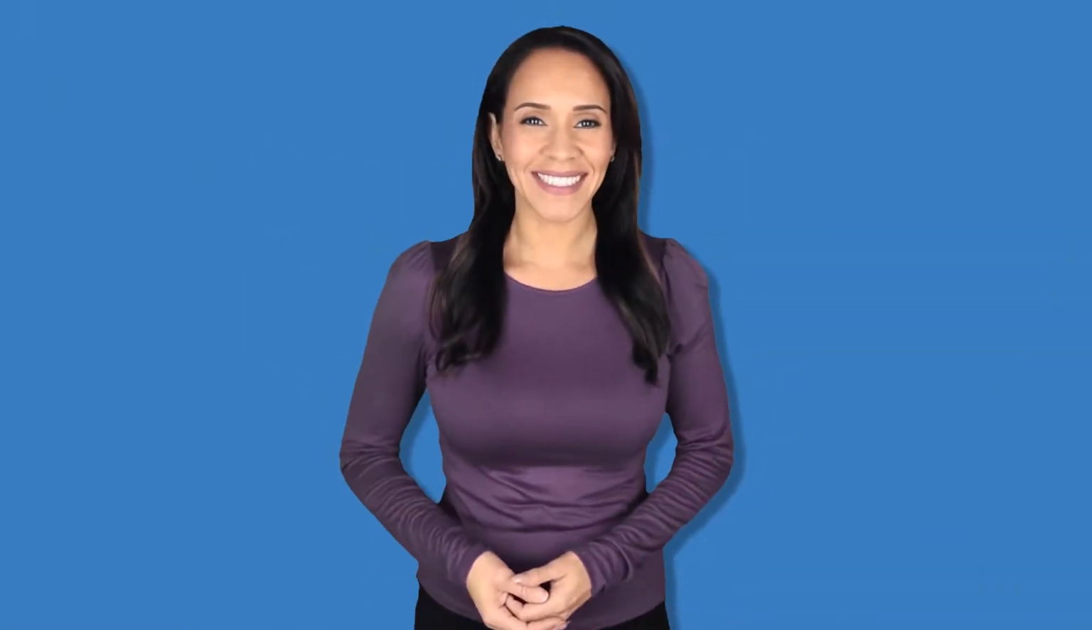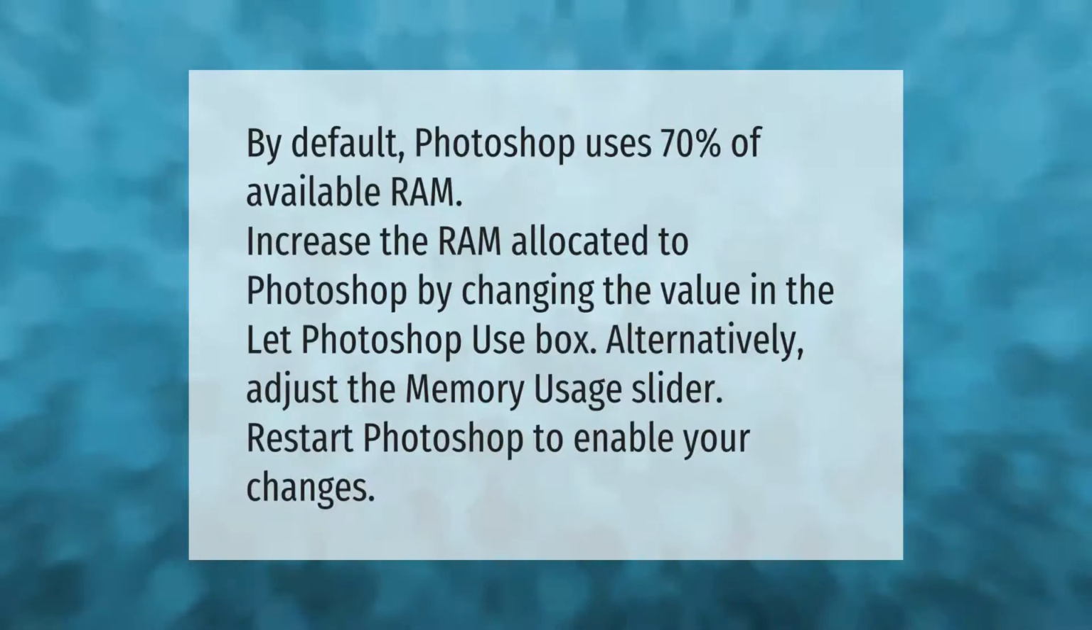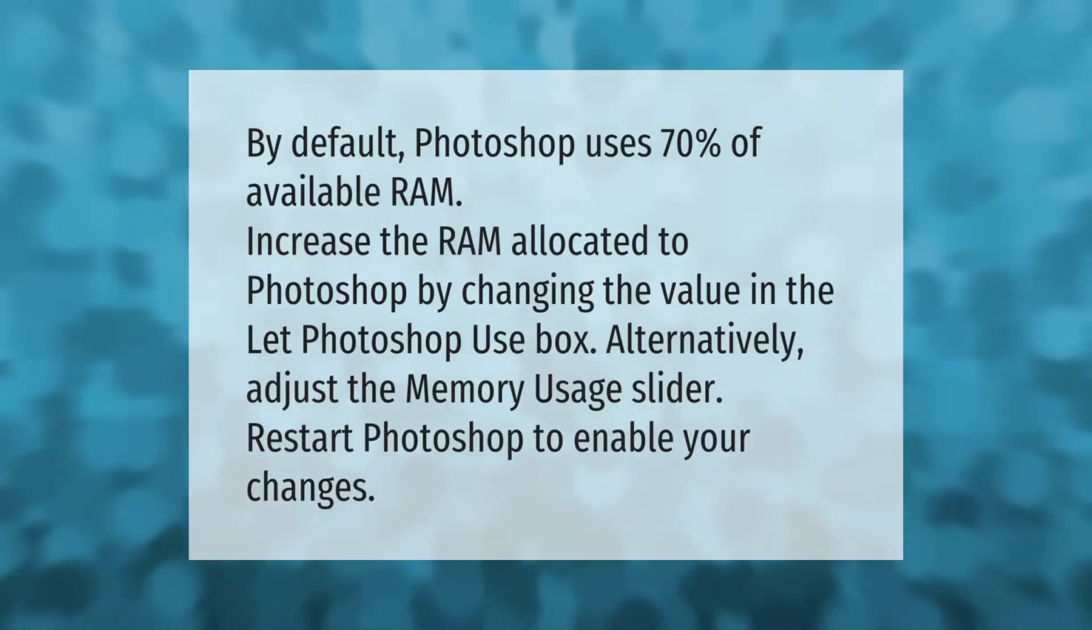By default, Photoshop uses 70% of available RAM. Increase the RAM allocated to Photoshop by changing the value in the Let Photoshop Use box. Alternatively, adjust the memory usage slider. Restart Photoshop to enable your changes.